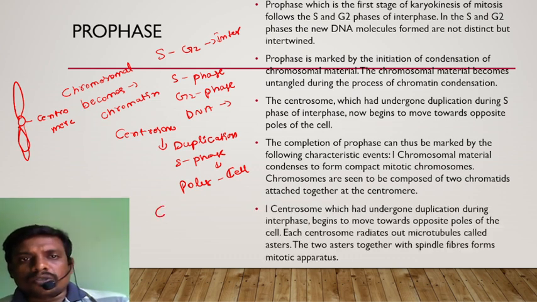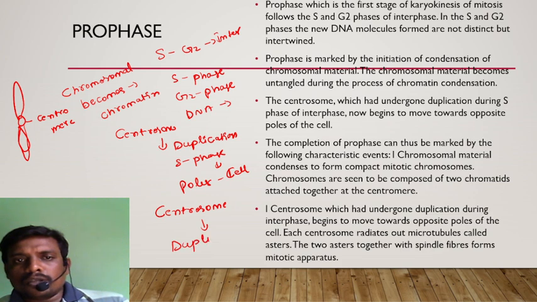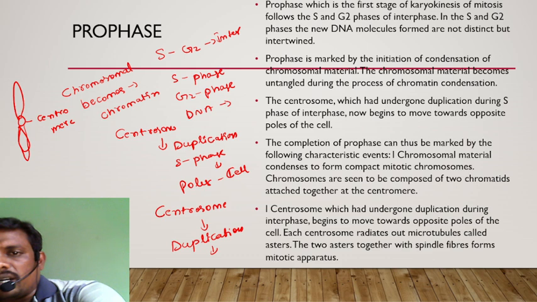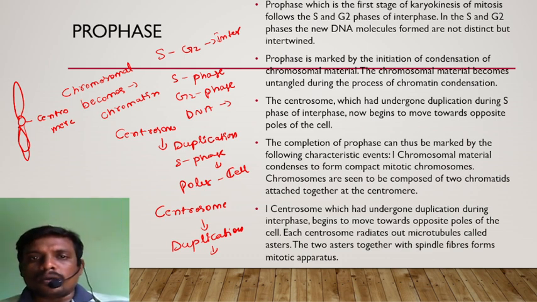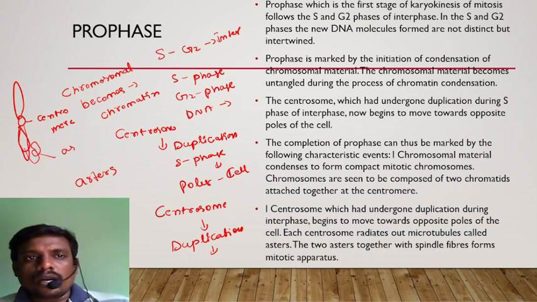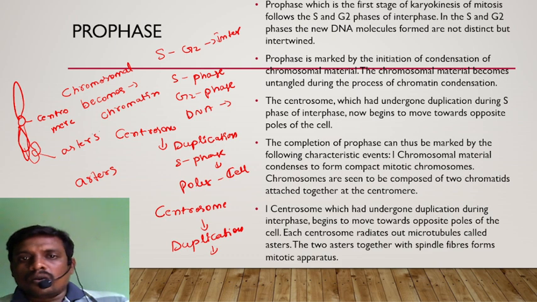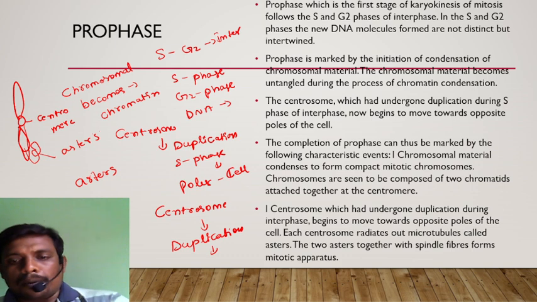Centrosome, if you carefully observe, which had undergone duplication during interphase, begins to move towards the opposite poles of the cell. Each centrosome radiates out microtubules called asters. The 2 asters together with spindle fibers form the mitotic apparatus.